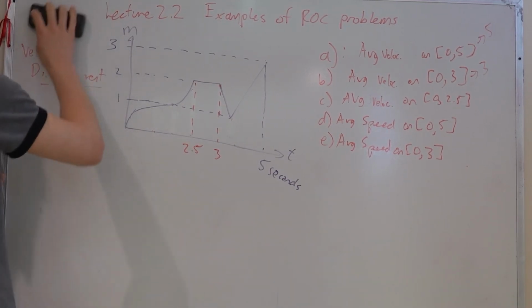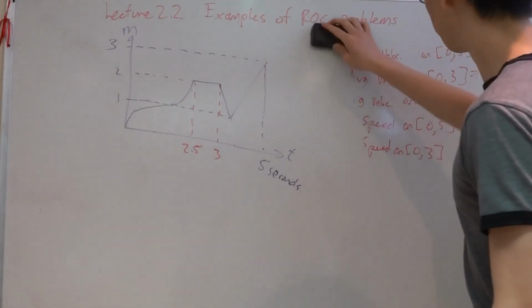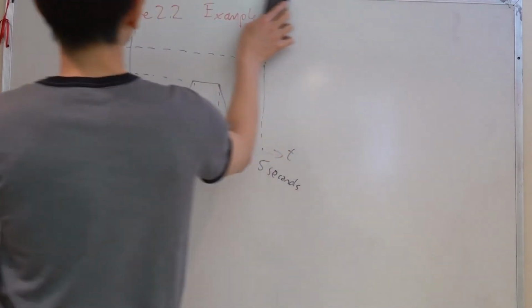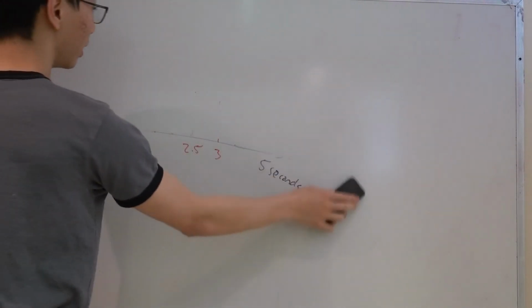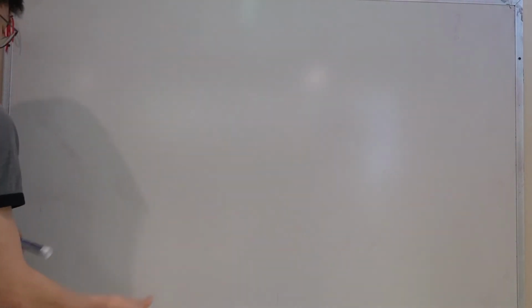So that was the 5 problems for average velocity and average speed. Let's do 5 more using a different graph, one that will sort of dip into the negative region.